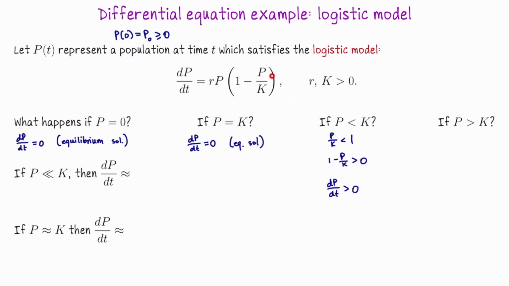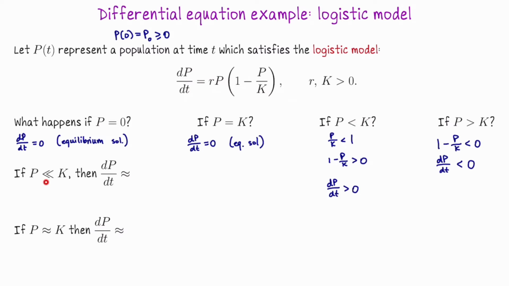On the flip side, if P is greater than K, then 1 minus P over K is going to be negative. It's the opposite of the situation we just looked at, so P over K would be greater than 1. So that means you would have positive times negative, or in other words, the derivative dP/dt would be less than 0. So if our population is greater than K, the population will decrease. Okay, I think these are the 4 major behaviors to observe when you look at this differential equation the first time, but we can take it a little bit further, so let's add some nuance.